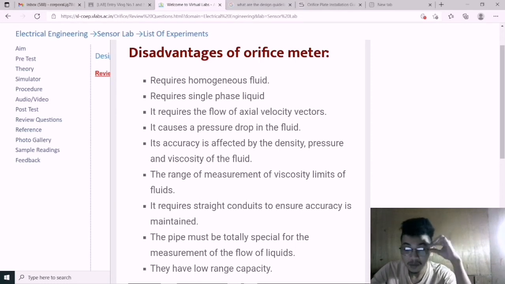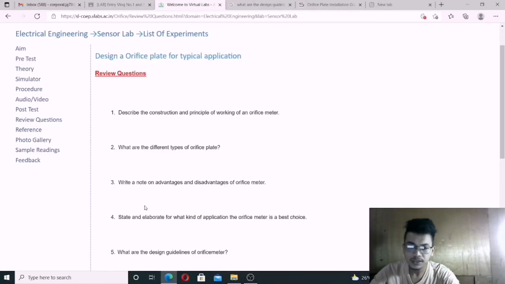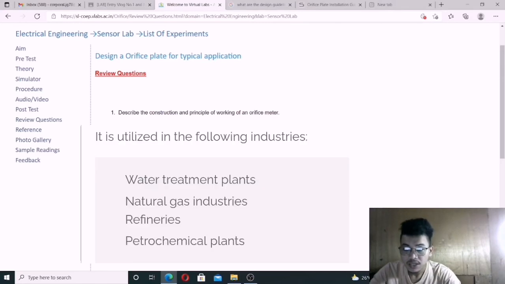it causes pressure drop. The fourth question is, state and elaborate what kind of application the orifice meter is the best choice for. So the orifice meter is the best choice for water treatment plants, as well as in natural gas industries, refineries, and petrochemical plants.